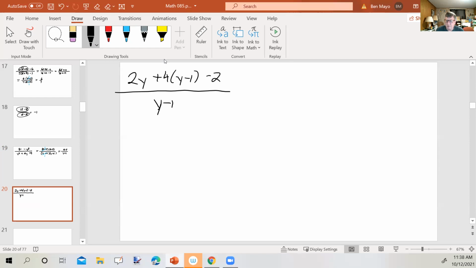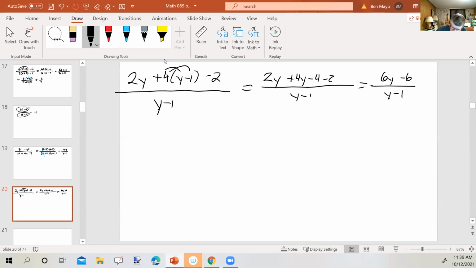2y plus 4 times y minus 1 minus 2 all over y minus 1. Again, you can't reduce out the y minus 1's because the y minus 1 in the numerator is not a factor of the entire numerator. So we get 2y plus 4y minus 4 minus 2, which is 6y minus 6 over y minus 1. Now we can factor a 6 out of the numerator. And now y minus 1 in the numerator and the denominator reduce out to a final answer of 6.